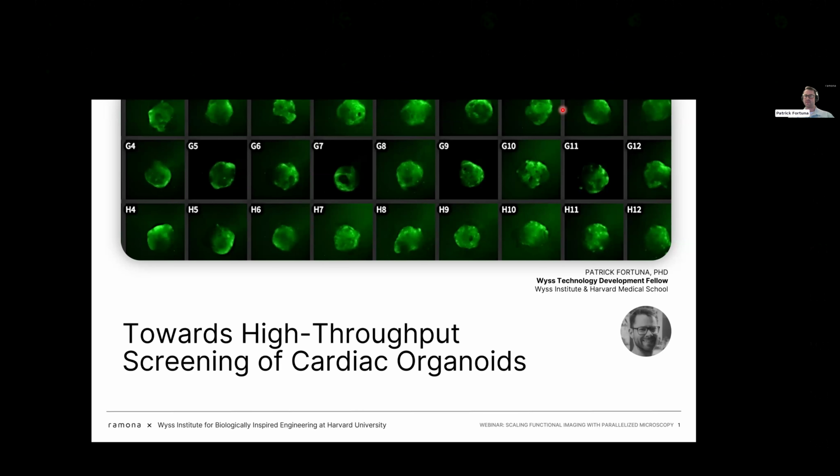Today I'd like to talk about the Vireo system and how I've been using that to analyze cardiac organoids. I'm a Wyss Technology Development Fellow at the Wyss Institute at Harvard University.